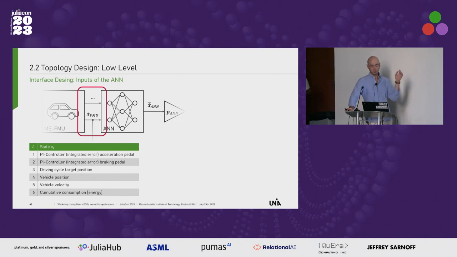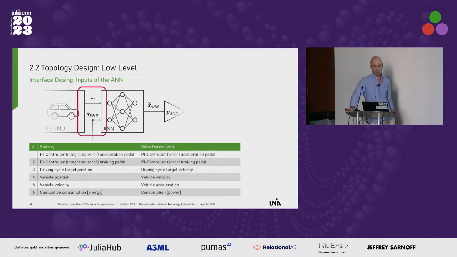Further, if we don't want to compute dynamics by ourselves, but use the existing dynamics from the FMU, we could add the six state derivatives also. So this makes 12 inputs to the ANN. And we can even reduce this set with expert knowledge. Because we don't want to enhance our driver model, we can remove the driver related states and derivatives. The PI controller integrated errors and the driving cycle target position are states that we don't want to influence with our neural network, so we don't want our neural network to learn from them. So we can remove them.